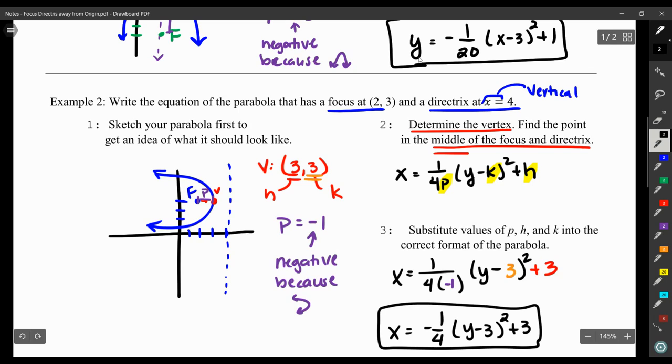So the basic idea is this. The basic steps is find out what you know about your parabola and sketch what you know. If you're given the vertex, great. If you're not given the vertex, then you need to find the vertex. And then substitute the values of h, k, and p.